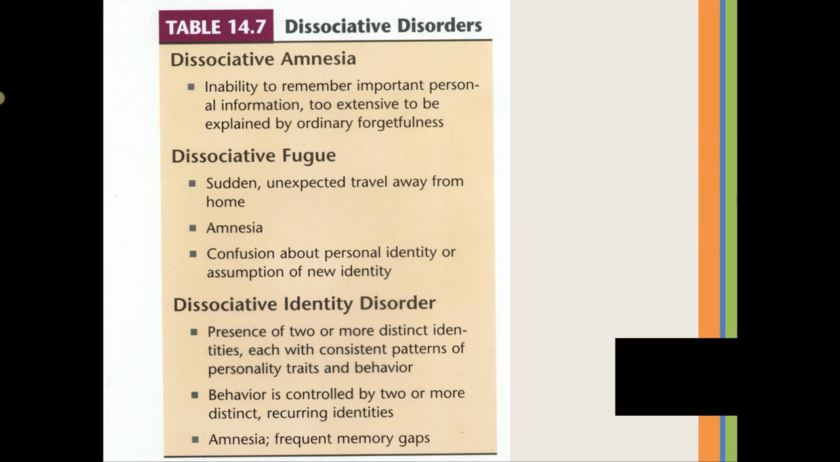Okay. Now, DID, multiple personality disorder, it used to be called. Presence of two or more identities. Behavior is controlled by the identities. Sometimes the identities don't know about each other, right? Amnesia, frequent memory gaps. Same thing here. Basically, what is happening here.